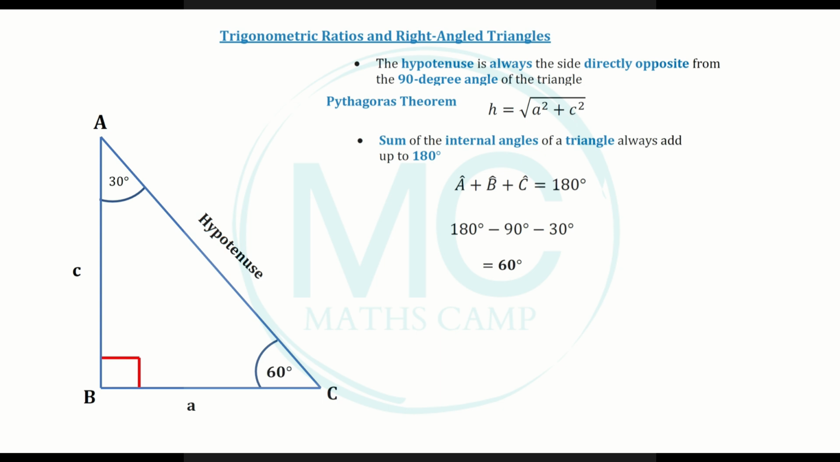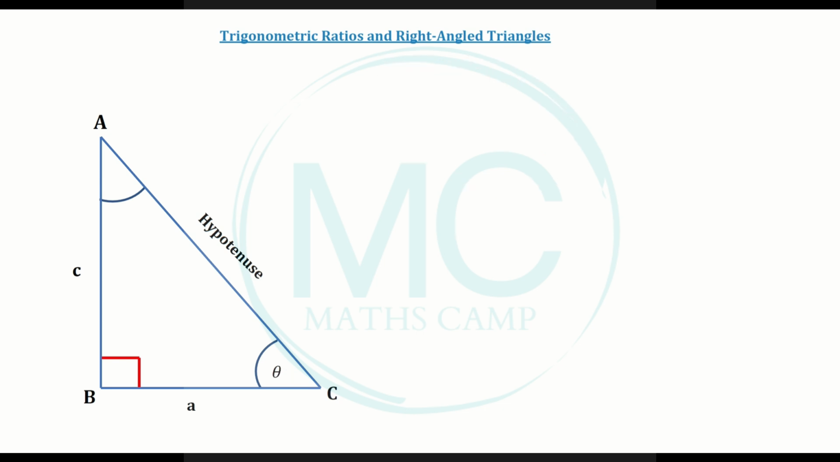Now, in many cases, you will not have the values of two sides of the triangle or the sizes of two angles to work with. And in cases like this, we can use trigonometry. The sides and angles in right-angled triangles have common ratios. And as long as we have the size of one angle and the length of one side, we can use trigonometric ratios to find the unknown values.